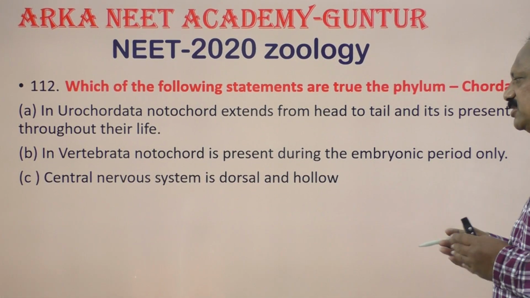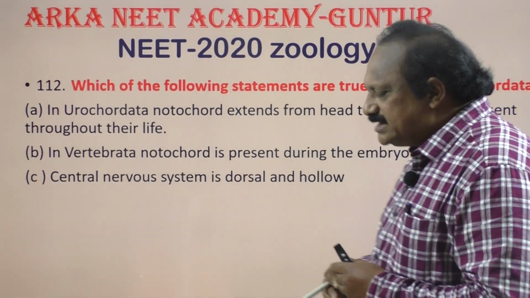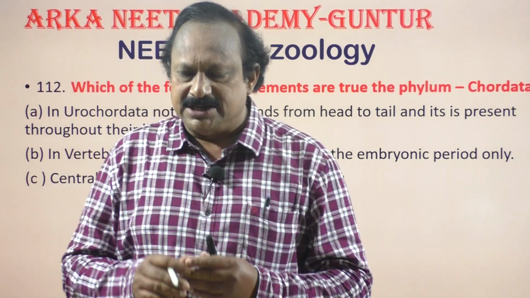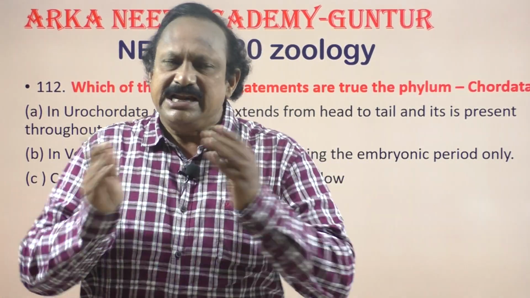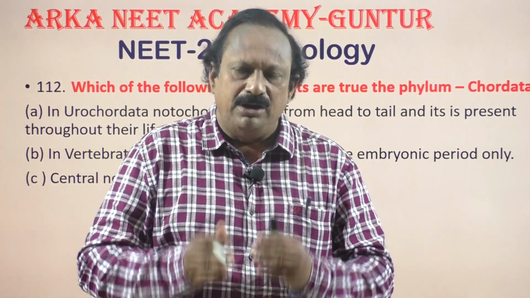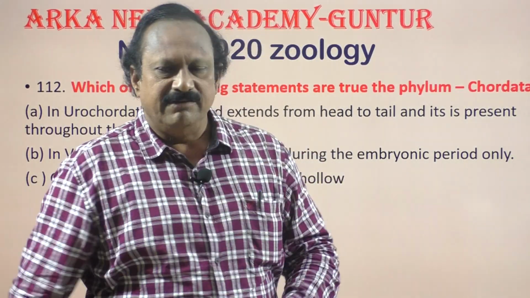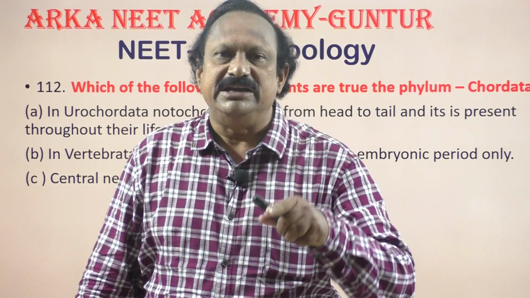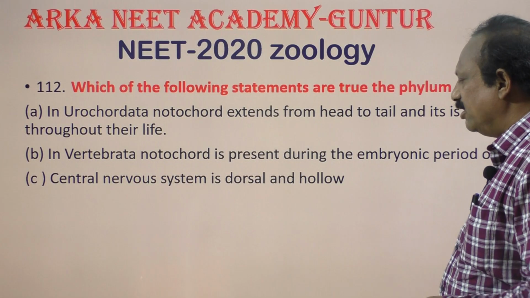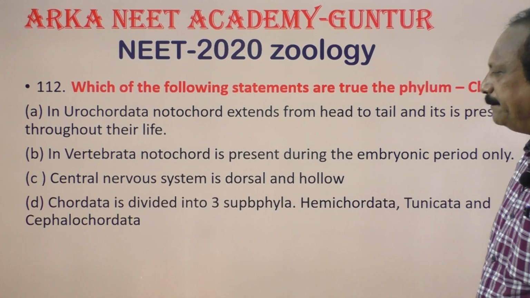Central nervous system is dorsal and hollow. In case of chordates, the central nervous system is on the dorsal side and hollow. This is quite reverse in case of invertebrates, where the nervous system is double and solid, present on the ventral side. But in case of chordates, it is dorsal and hollow. This is the correct statement.